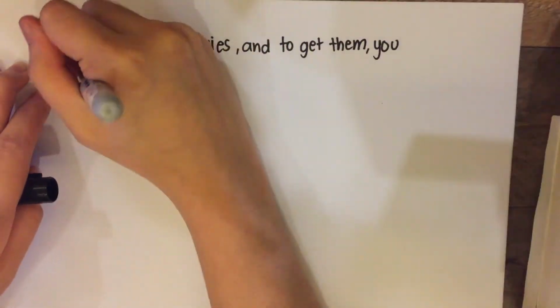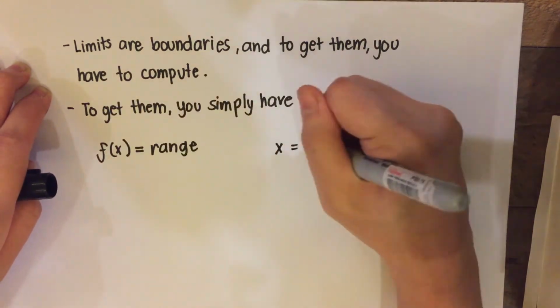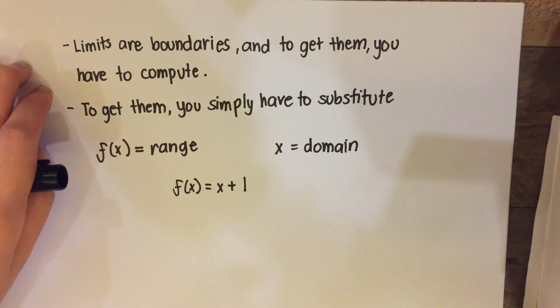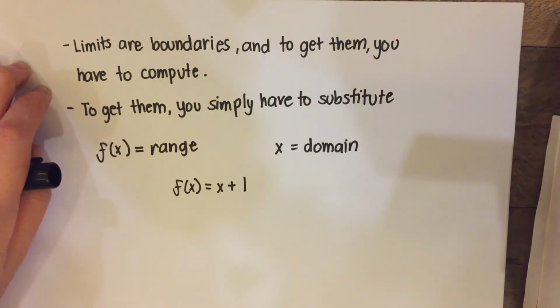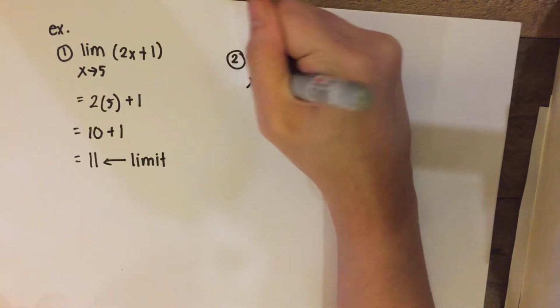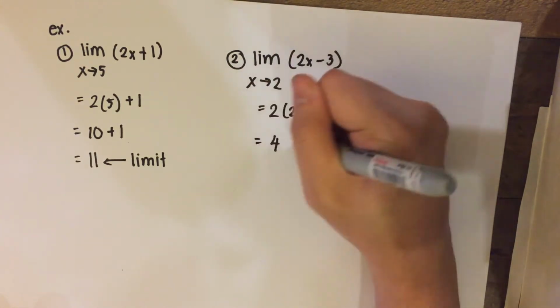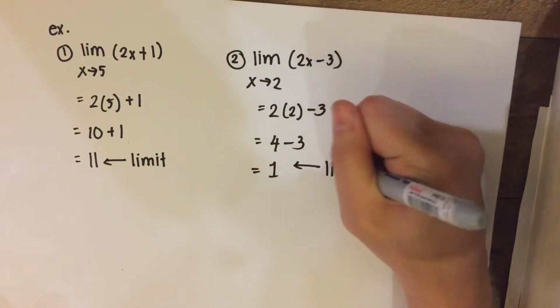Limits are boundaries, and to get them, all you have to do is compute. Limits of a function follow the basic principles of substitution, and all you have to do is substitute. So, in f of x equals 2x plus 1, f of x is the range, and x is the domain. In this equation, the limit of 2x plus 1 as x approaches 5 is 11.